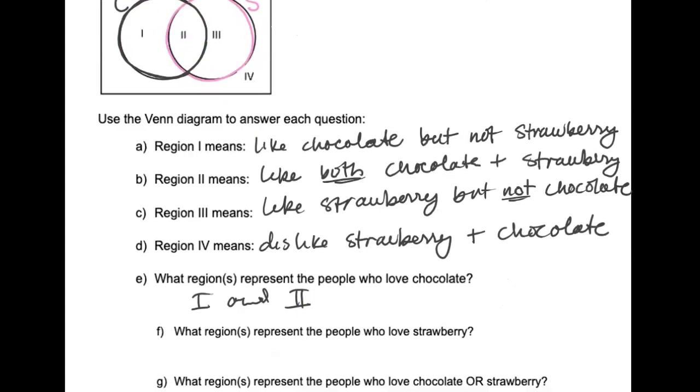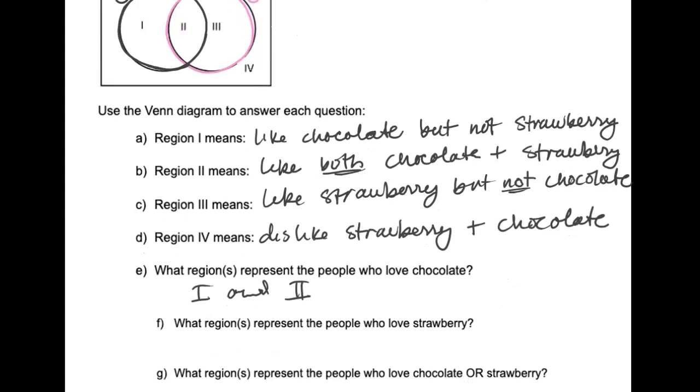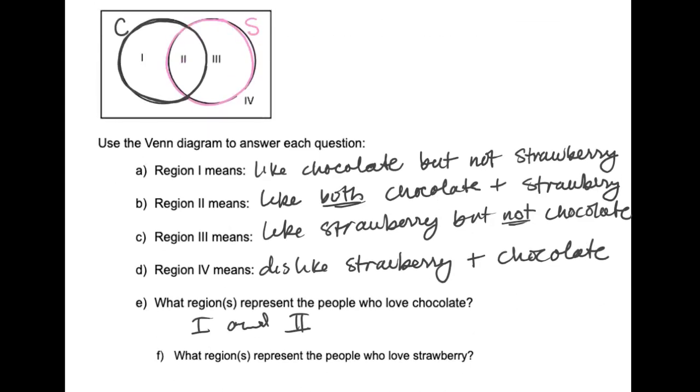So let's look at F. What regions represent the people who love strawberry? Okay, this is going to be really similar to the last one. So we're looking at all of this. So that would be regions 2 and 3 would be those regions representing people who love strawberry.